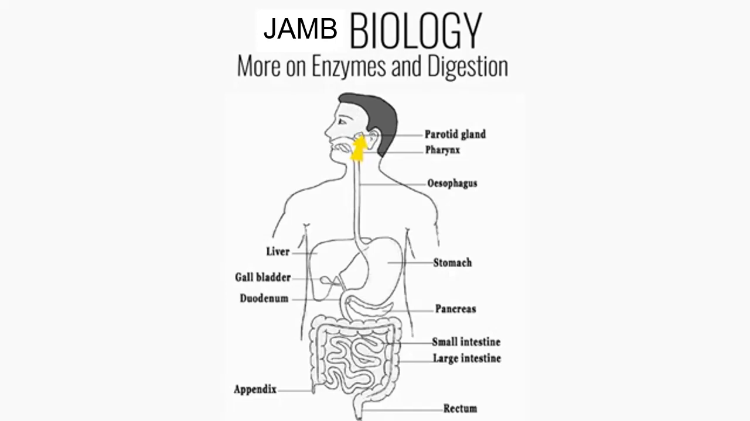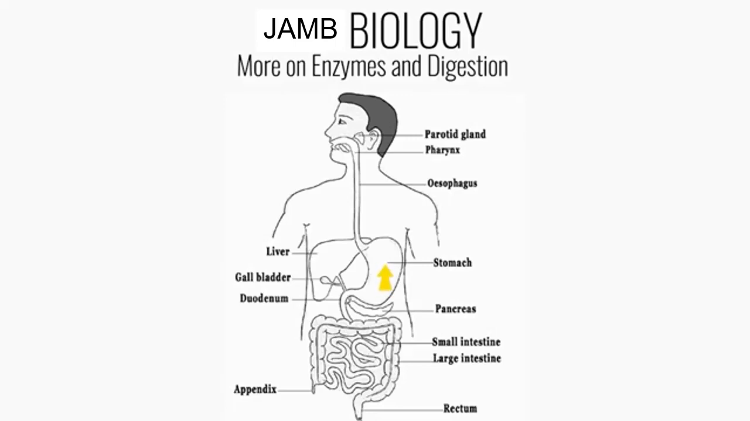So guys, let's start with the salivary gland over here. This gland produces the amylase, which is present in the saliva. We have the liver over here, which produces the bile. And let us not forget that the bile is responsible for neutralizing the stomach acid, and also it emulsifies fats. And we have the stomach over here, which produces the protease enzyme pepsin.